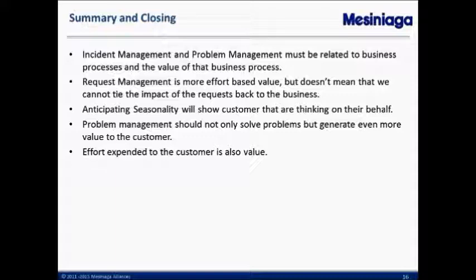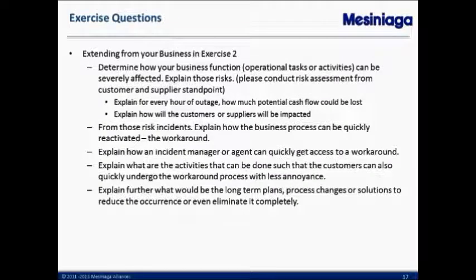Now we go to the exercise phase. We have assumed that you have done exercise 1 and 2. Please complete it if you haven't done so. From your business, find the critical path of a key value generator, key cash flow generator, and then explain how risky that business process can be. Explain for every hour outage how much potential cash will be lost, and explain how the customers and suppliers will also be impacted. Explain how an incident manager or an agent can quickly address the situation through a workaround.